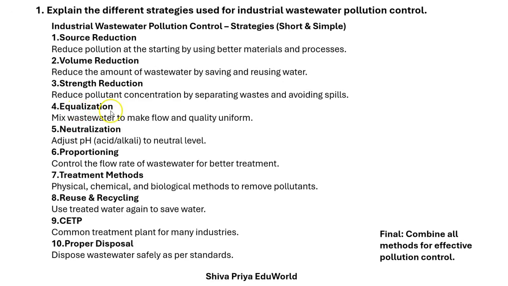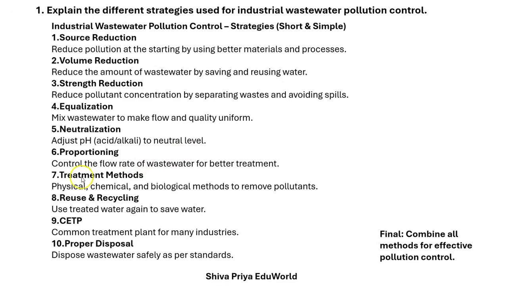And equalization, which means mix wastewater to make flow and quality uniform. And the next one is neutralization. It will adjust the pH level to neutral level. The process is called neutralization. And the next one is proportioning, which means it will control the flow rate of wastewater for better treatment.